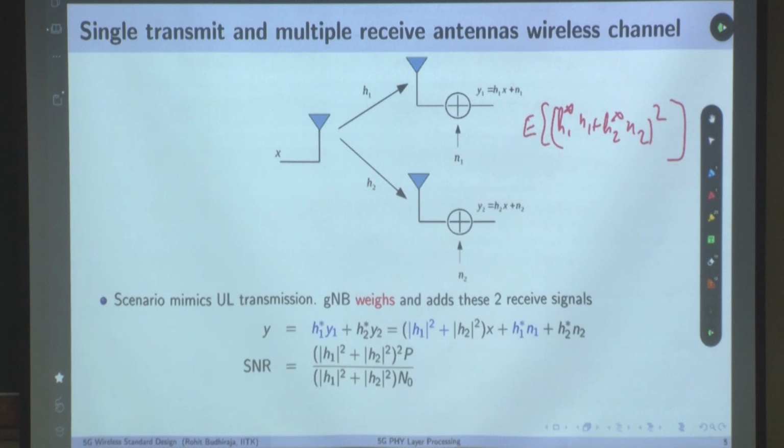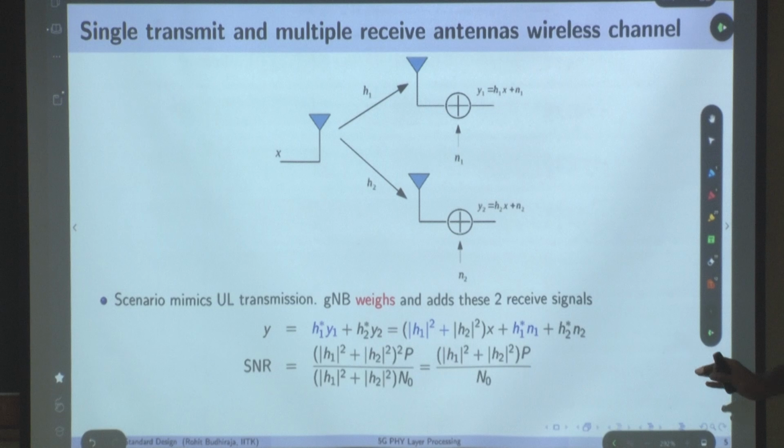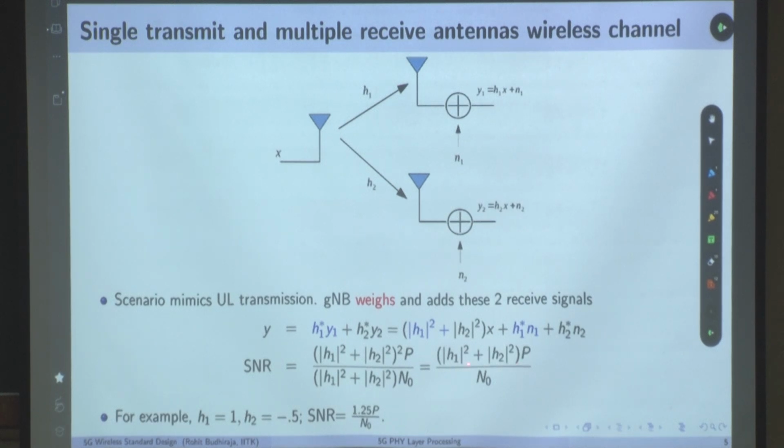Now, you open this, the cross terms are going to go to 0 because noise is independent and with 0 mean, that is how we assume. So what are you left with? These individual terms, that is what comes in the denominator. There is no cross term, the n1 n2 term is going to 0 because both of them are independent with 0 mean. Now one of the powers gets cancelled and this is the SNR. Just for example, if h1 is 1, h2 is minus 0.5, what will be the SNR? Just substitute it over here, you will get 1.25 p by n naught.